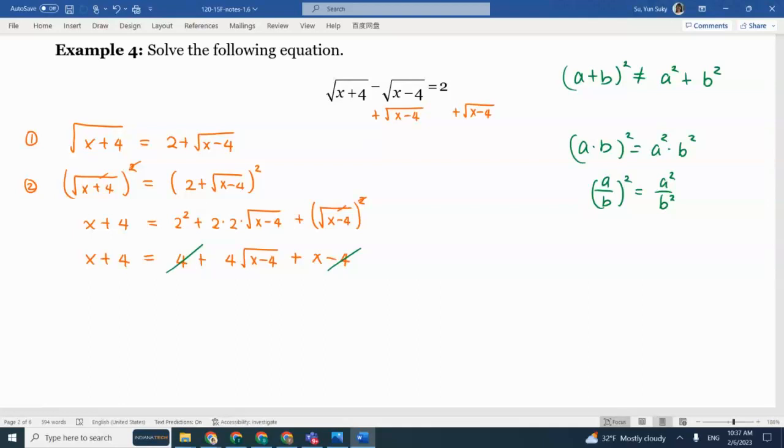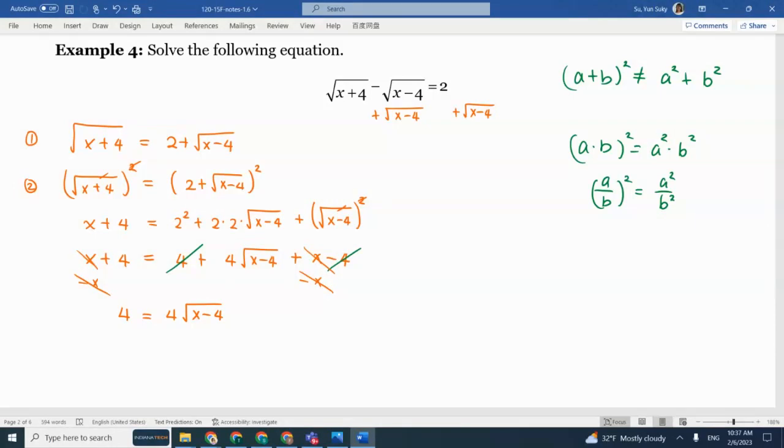Okay. Isolate means you only want to have that square root term on one side by itself. All the other terms, get rid of them. We can move them to the other side. So we subtract x, subtract x. The good thing is this cancels and this cancels. We get 4 equals 4 square root of x minus 4.